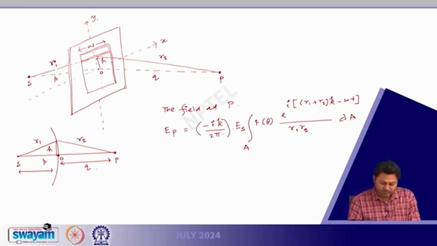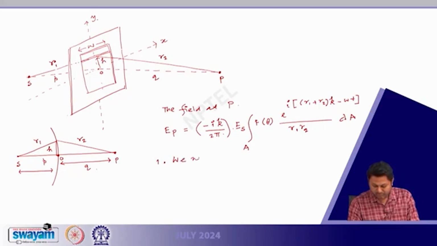Now, a few things we are going to do here. First, we neglect this obliquity factor f of theta. So, that f of theta we will consider as 1.